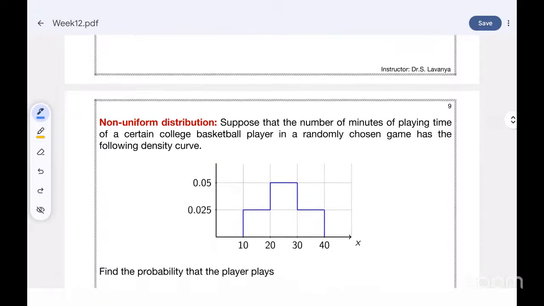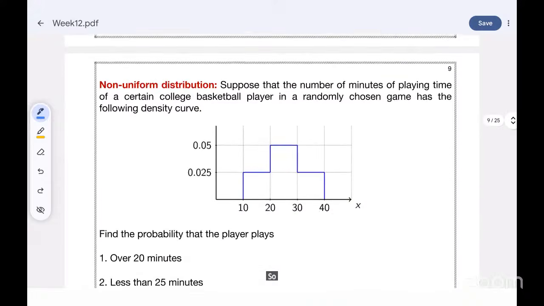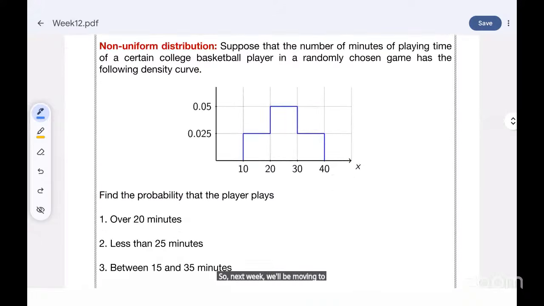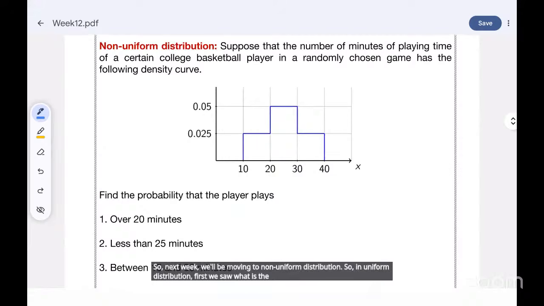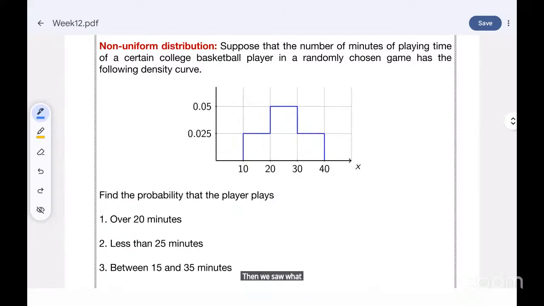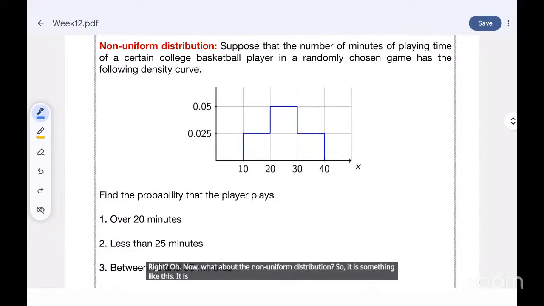Okay. So now we have seen uniform distribution. Next we will be moving to non-uniform distribution. In uniform distribution, first we saw what is the PDF of a uniform distribution and PDF of a standard uniform distribution. Then we saw what is the CDF, the cumulative distribution function. And then we saw some examples to understand the formulas, right? Now, what about the non-uniform distribution? It is something like this. It is not uniform. That's it.